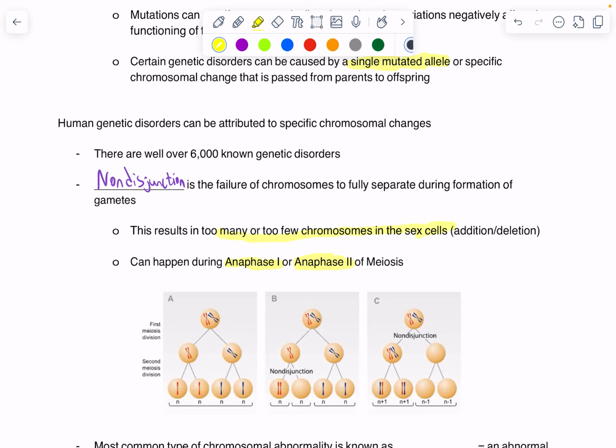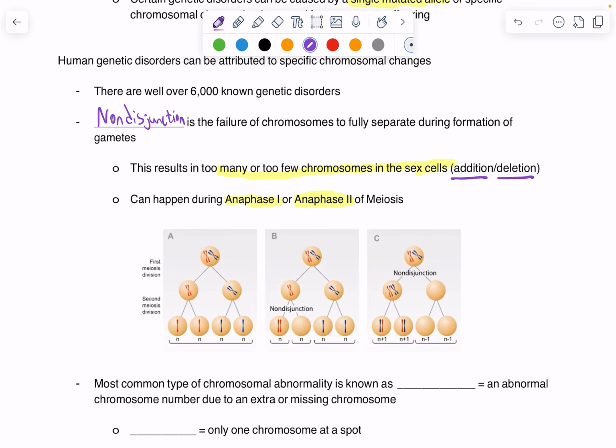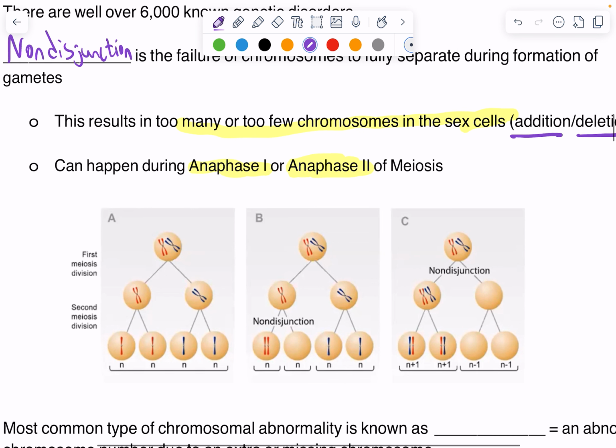sex cells. And if we have too many, that is addition. If we have one less than we need, that's deletion. And it's important, when we look at the results of non-disjunction, to ask how do we know if it was an error in anaphase 1 or anaphase 2? Well, anaphase 1, if you remember, separates homologous chromosomes. So those big full chromosomes get separated to each side. This is different from anaphase 2, which is all about sister chromatids splitting up.